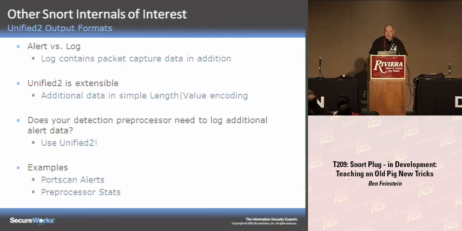And Unified 2 is an interesting addition in that it's an extensible output format, or it's designed to be extensible. My understanding of it is that you can encode additional data, for instance, from your preprocessor using length value encodings into that Unified 2 stream. And so it's great if your preprocessor wants to log some additional data. You ought to use Unified 2. And some examples, I believe the SourceFire codebase is moving to try to use this Unified 2 to gather the preprocessor statistics and performance statistics, and also things like port scan alerts.